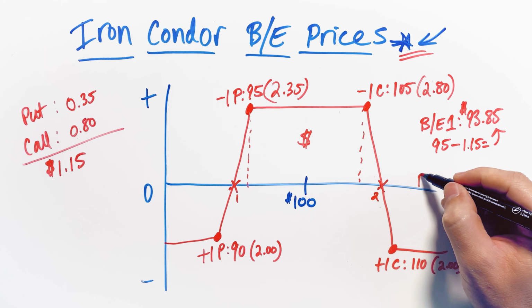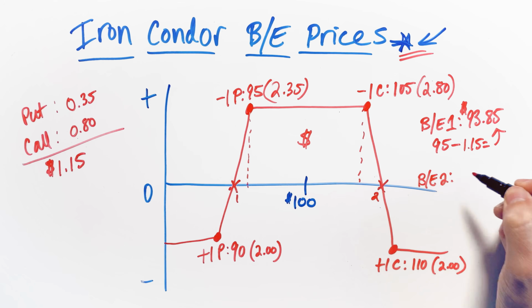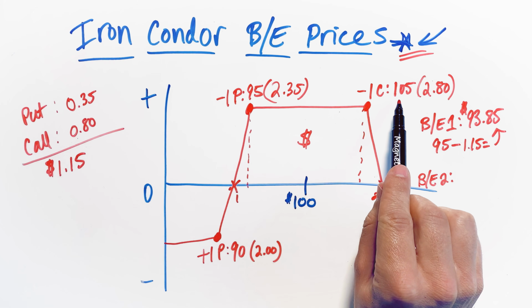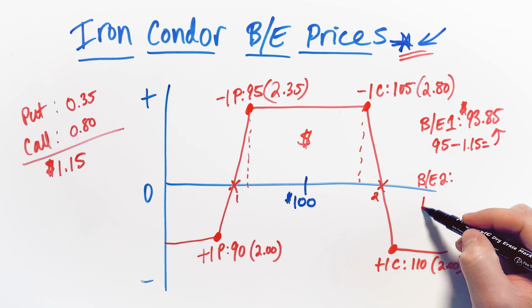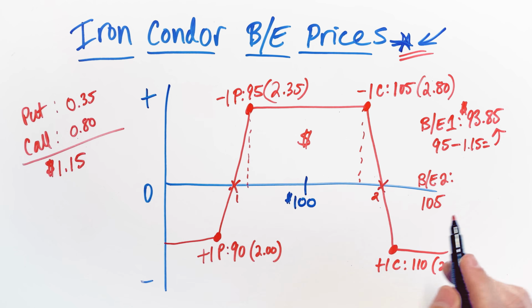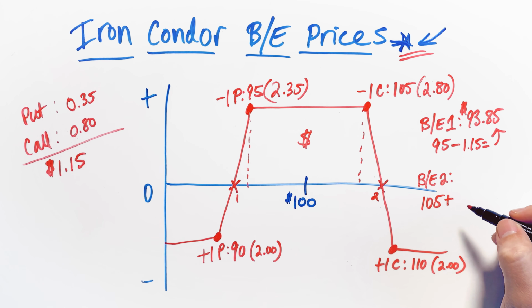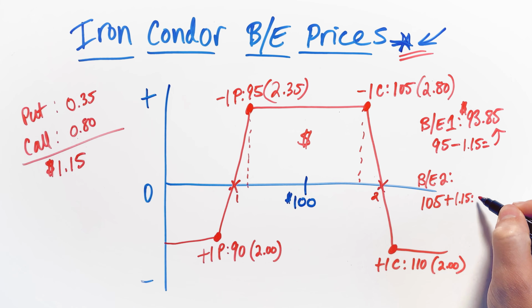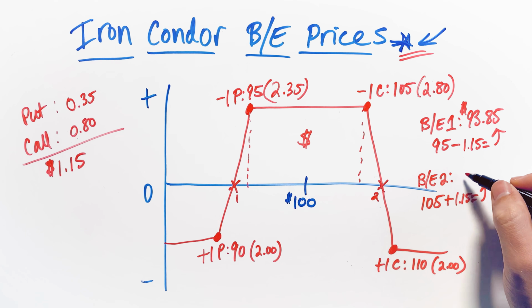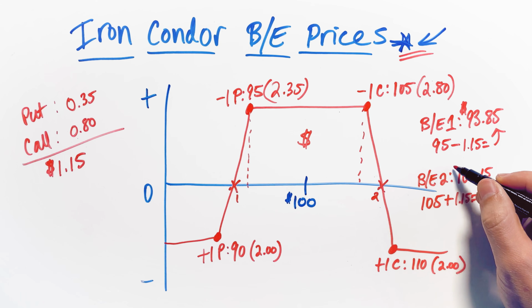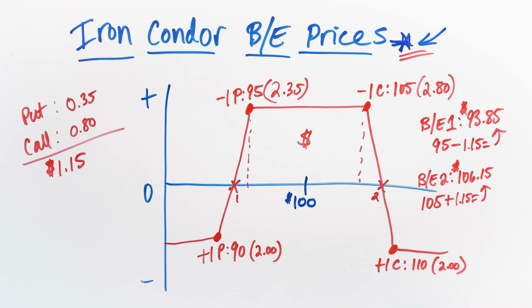Now to calculate break-even point number 2, BE2, we do the same thing, just in the opposite direction with the call option. We take the strike price of our short call option, which is 105, and notice that we have to travel up the payoff diagram to get to break-even point number 2. So instead of subtracting the credit, we add the credit received of $1.15, which gives us a break-even point number 2 of 106.15. That is our second break-even point, and that's essentially how you do it. It's really not any more complicated than that.